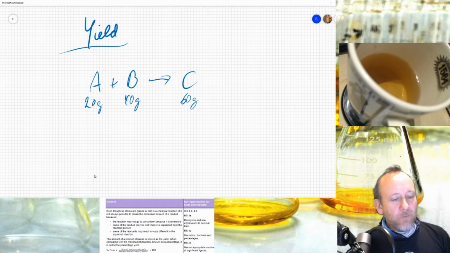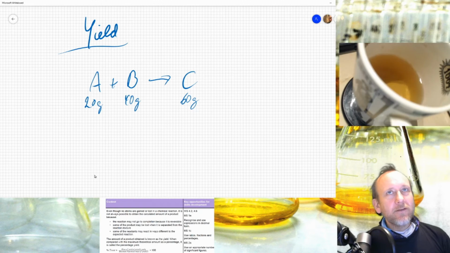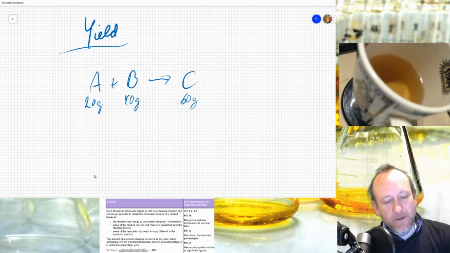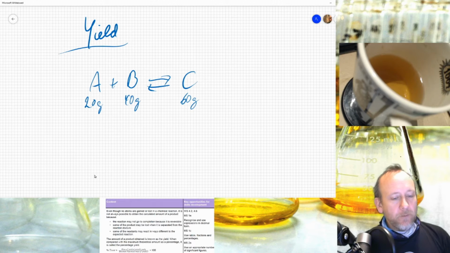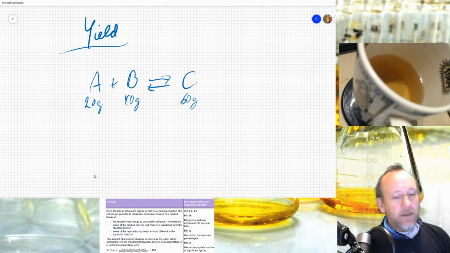But there are reasons why these reactions don't necessarily go to plan. And the first thing is that it says in the specification, sometimes reactions are reversible. That means as much as A and B are formed, a certain amount of C may decay back into A and B. So sometimes that's the case.